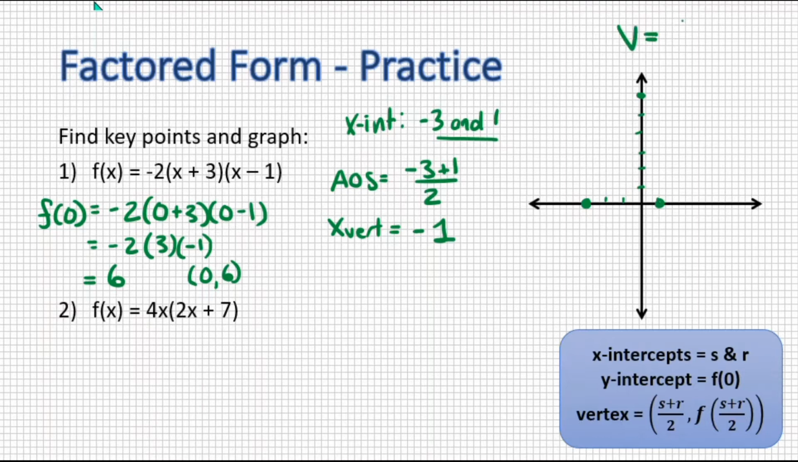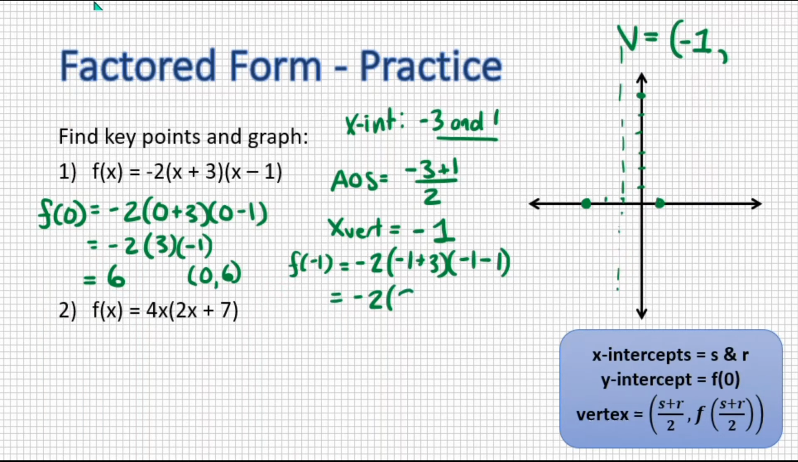If I go v for vertex, I know I have -1 as one point, so I know it's going to happen here. I'm trying to sketch in an axis of symmetry. Now I just need to find what the y value is when x is -1, plug it into the equation. f of -1 equals -2 times (-1 plus 3) times (-1 subtract 1) equals -2 times 2 times -2. And that's going to give me 8. So there it is. My vertex happens when x is -1 and y is 8.